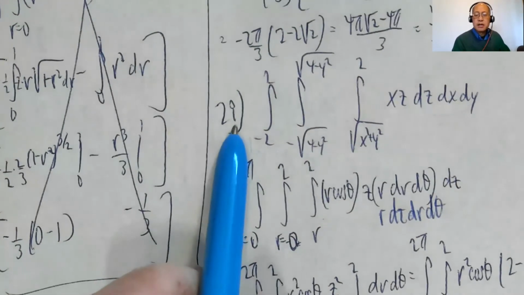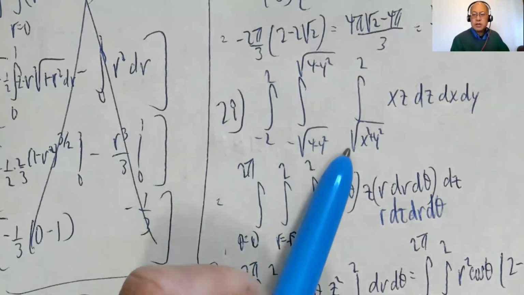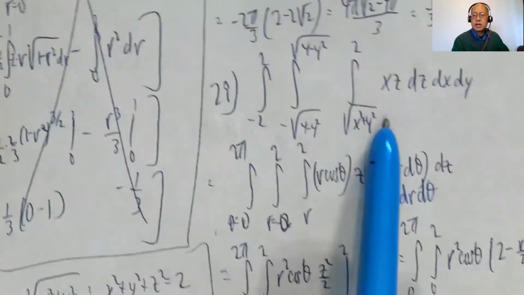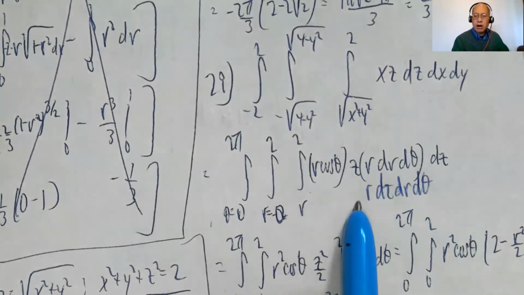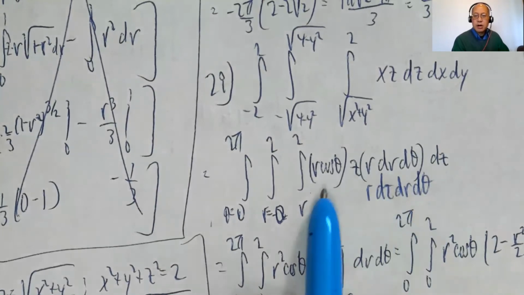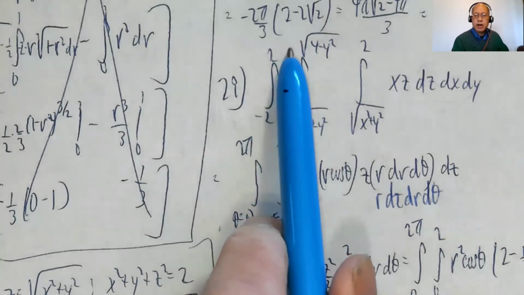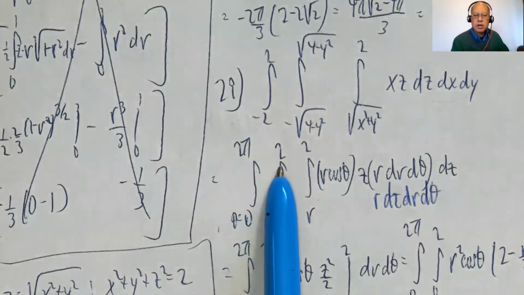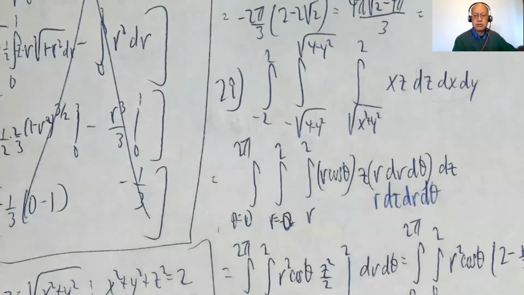Okay, 29. You can make it a lot easier by switching to cylindrical coordinates. So let's see, r squared, x is r cosine theta, leave z alone. dz dx dy becomes dz r dr d theta. The z limits go from negative radical 4 minus y squared to positive radical 4 minus y squared. r is going to go from 0 to 2, and theta goes from 0 to 2 pi. This is a circle, centered at the origin, with radius 2.